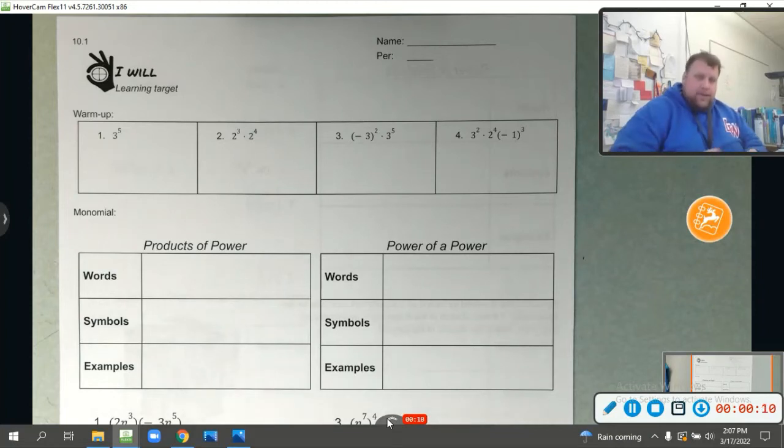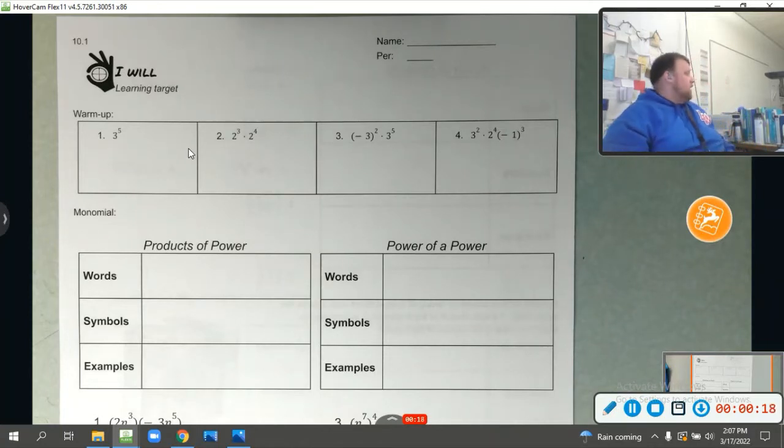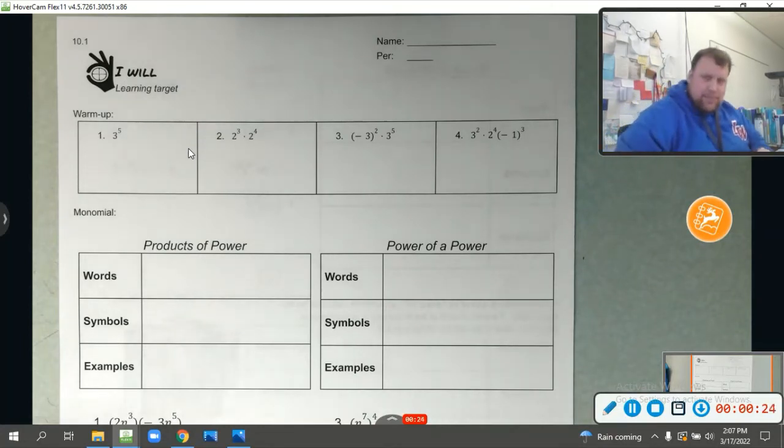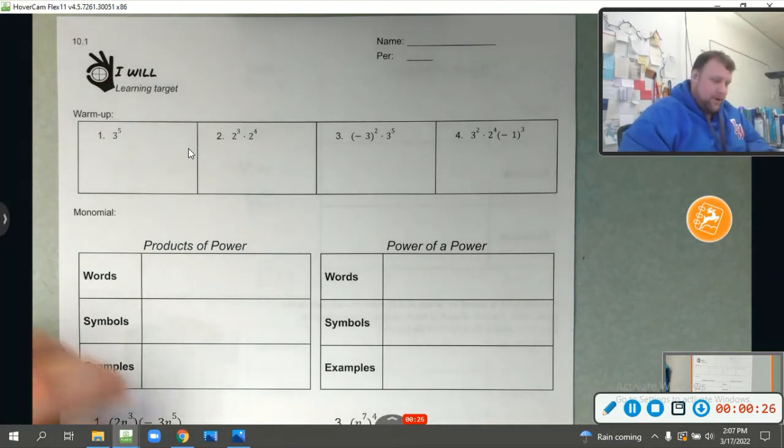All right, let's do this real quick. We're going to bust through 10.1. Here's your warm-up. Your learning target should be up above in the comments. It is: I will use multiplication properties of exponents to simplify expressions. I had to look up on the board for that one, sorry.